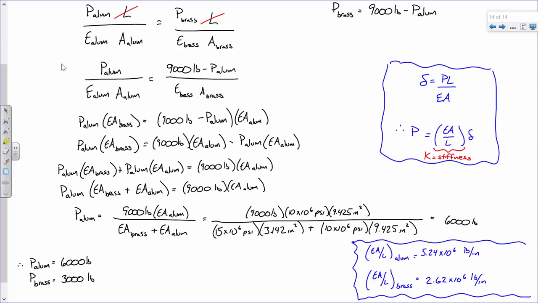We take this and we divide it by the area, right? So therefore, I'll put this down here: sigma for the aluminum is P aluminum over the area for the aluminum, and sigma for the brass is P for the brass over the area for the brass. Okay. Now let's do the aluminum first. Let's see if we all get the same answer. So what is the stress in the aluminum? It's 6,000 pounds divided by the area of the aluminum, that's the 9.425, right? So what are we getting here?